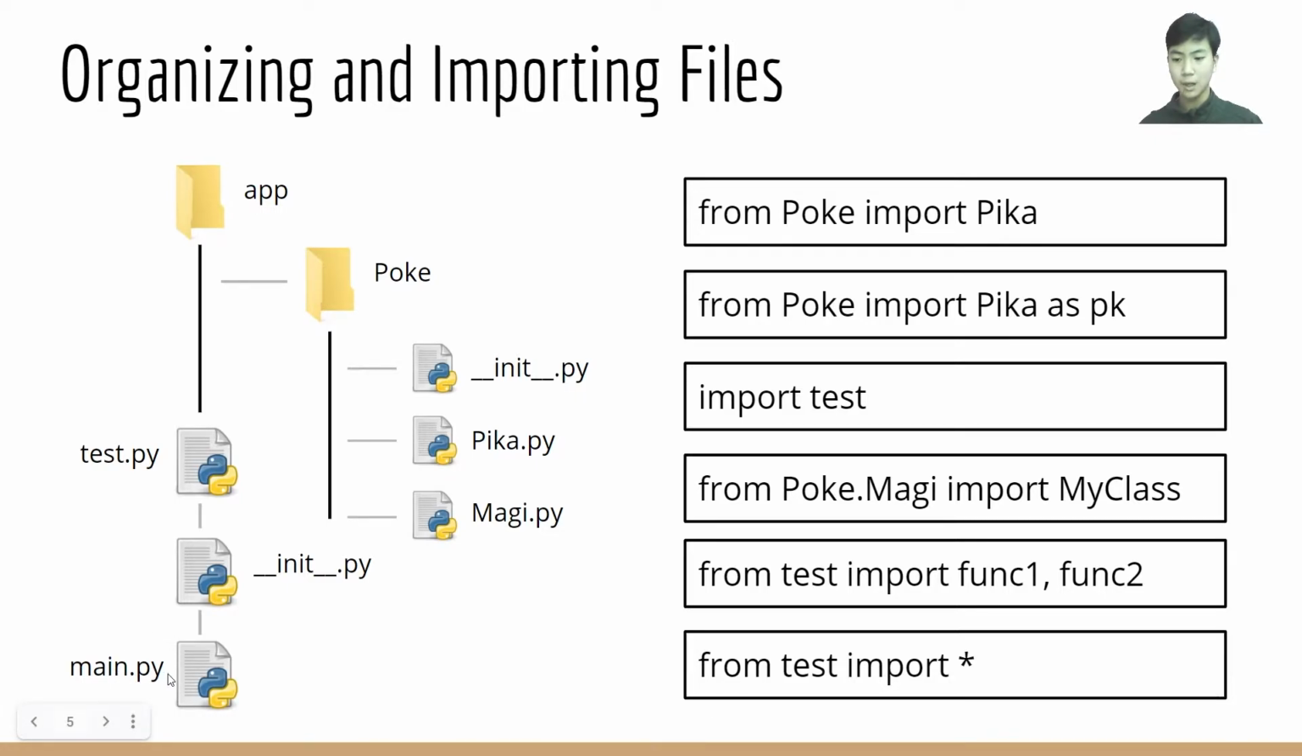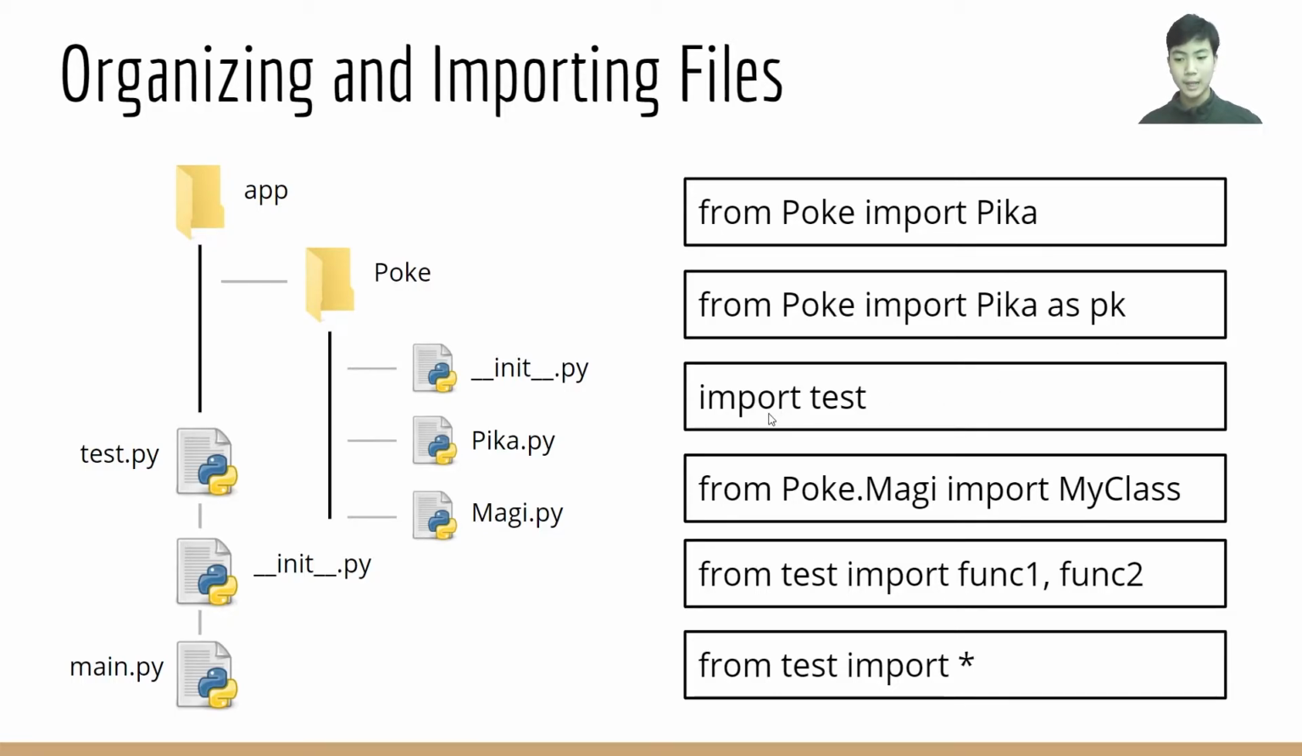So main.py will call up the Poke folder, and then it's going to say, hey, I want pika.py. So from Poke, the folder name or the package name, it will import the module called Pika inside of Poke. That's it. And then you can also do this and make Pika, instead of being Pika, short for Pikachu, it's going to be imported as PK. So from Poke import Pika as PK, and that's it.